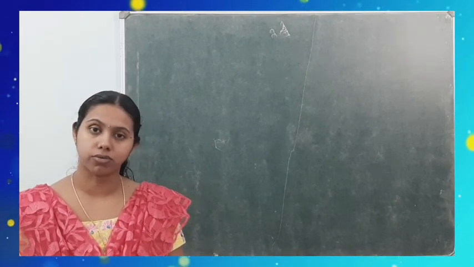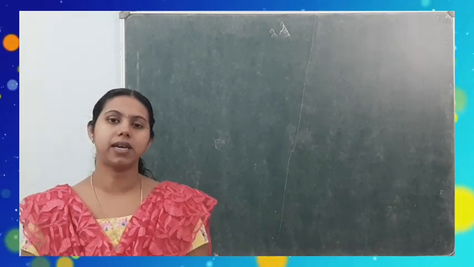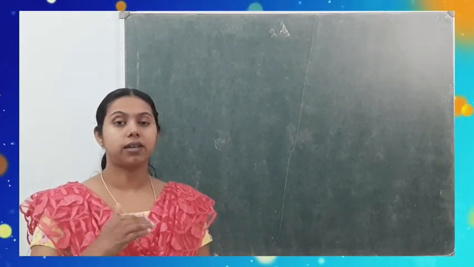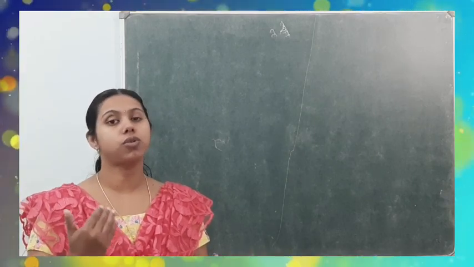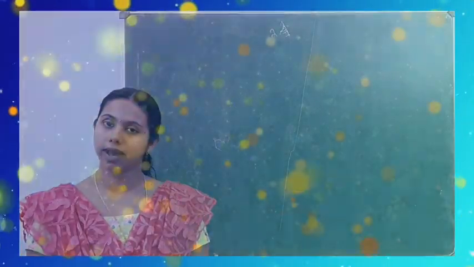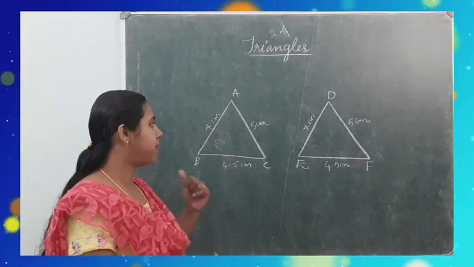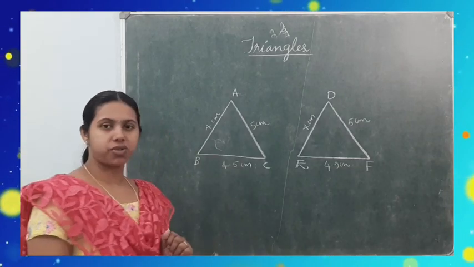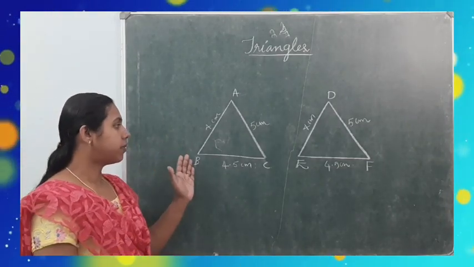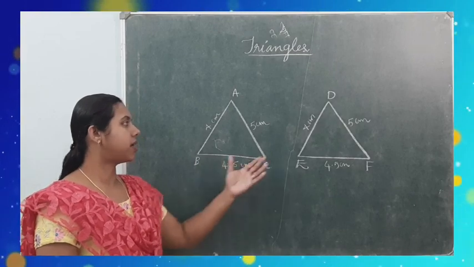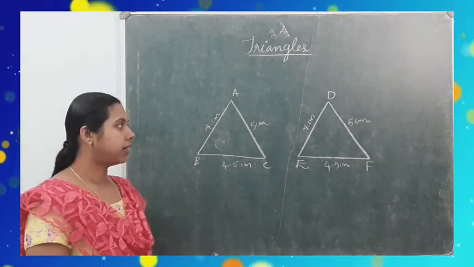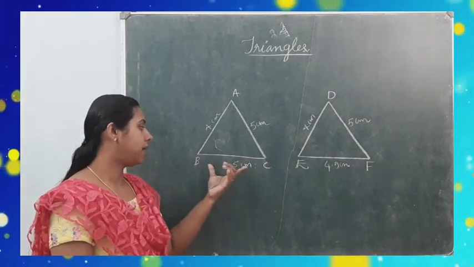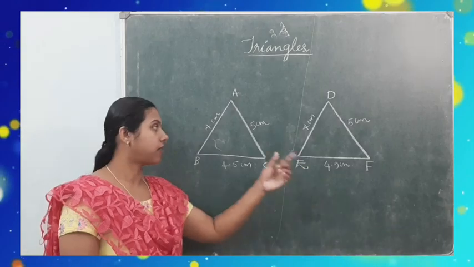In the same way, we know what congruent triangles are. Two triangles are congruent if they have the same shape and the same size. There we have studied, I think, 4 criteria we used to show the congruency of triangles. Consider the two triangles ABC and DEF. When you observe these two triangles, you can see that the measurements of triangle ABC are the same as the measurements of triangle DEF. Here the side AB is equal to side DE, BC is equal to EF, and AC is equal to DF.